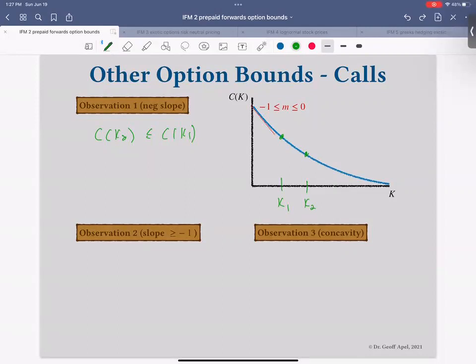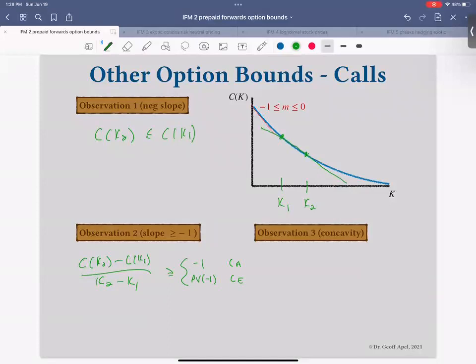But at any rate, we can write an equation for that slope. The slope of that line is going to be call at K2 minus call at K1 over K2 minus K1. Right, so that's the slope, rise over run. In this case it's negative, but that's okay. And we see that it should always be at least -1, or present value of -1, for call Americans or for call Europeans.